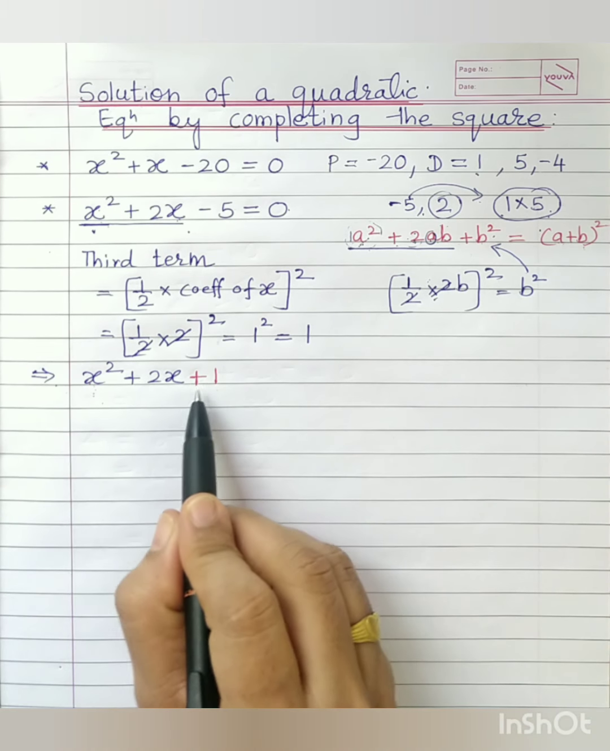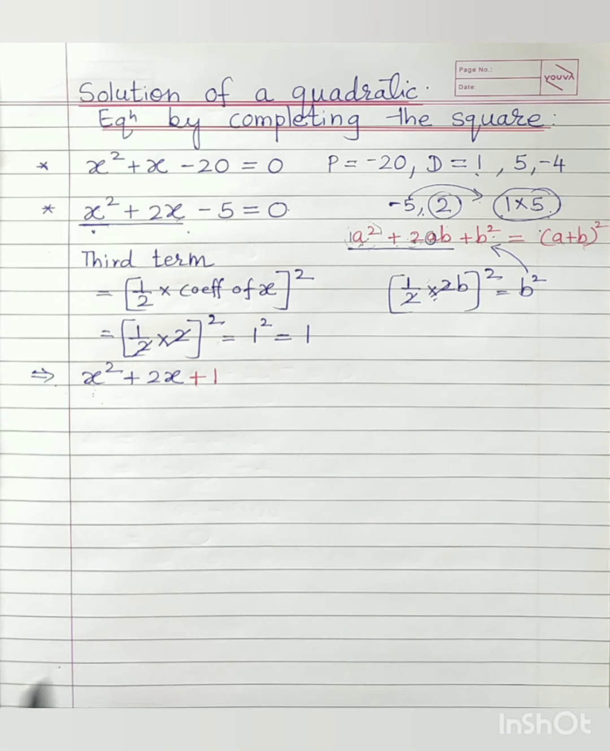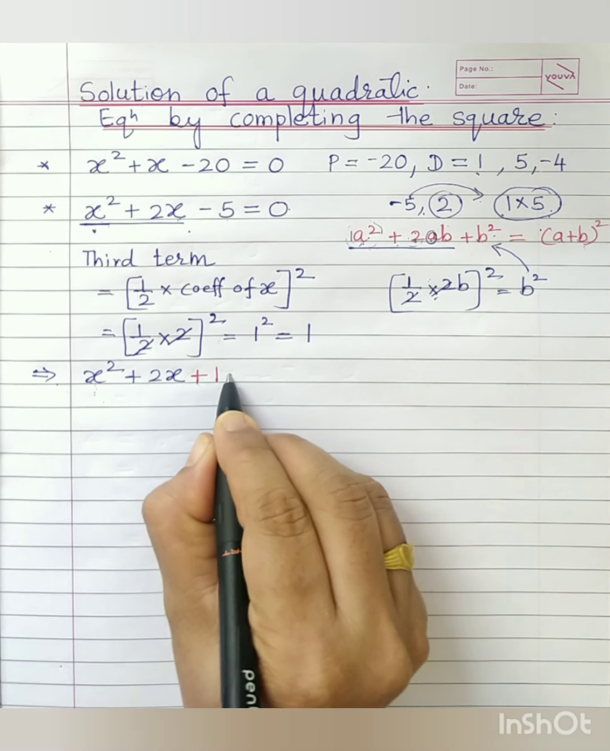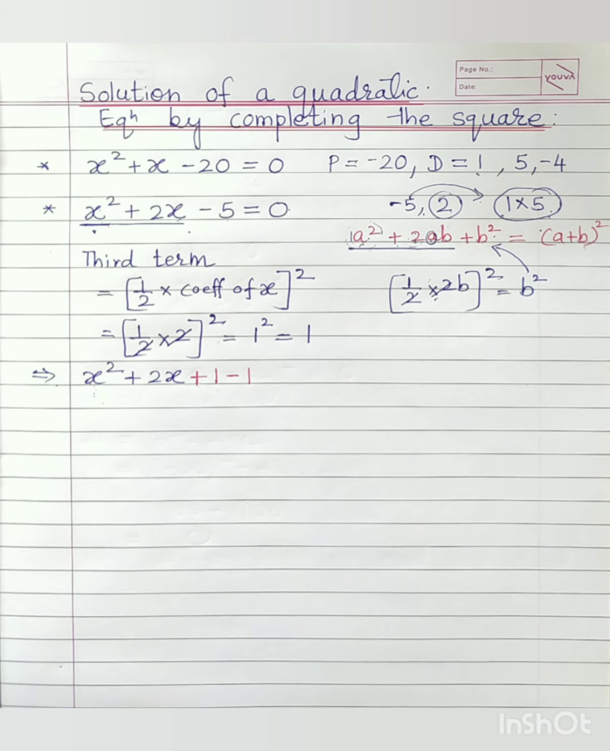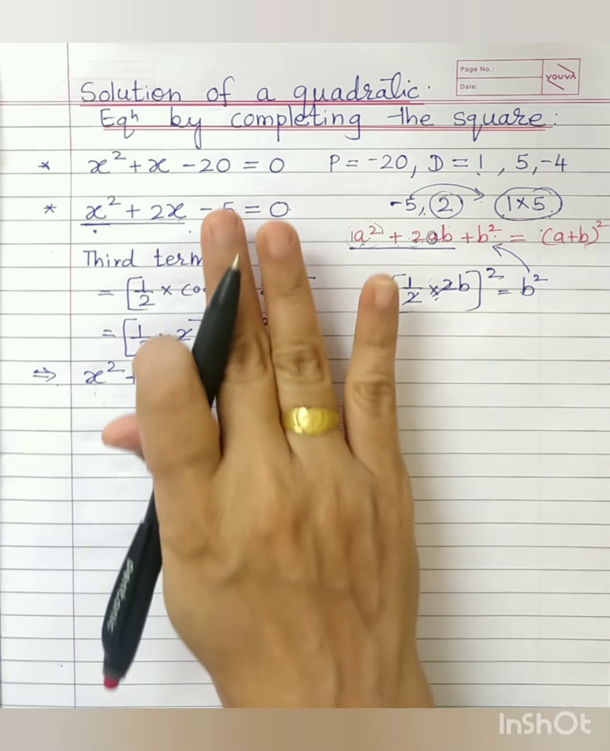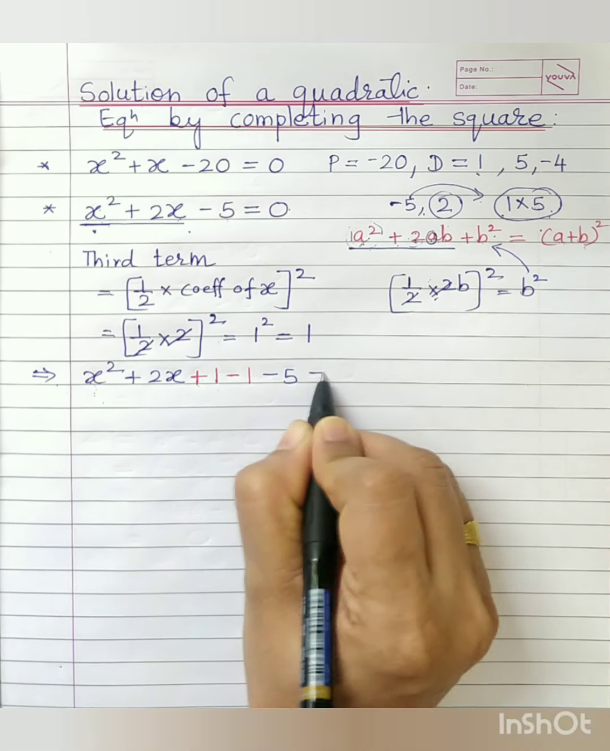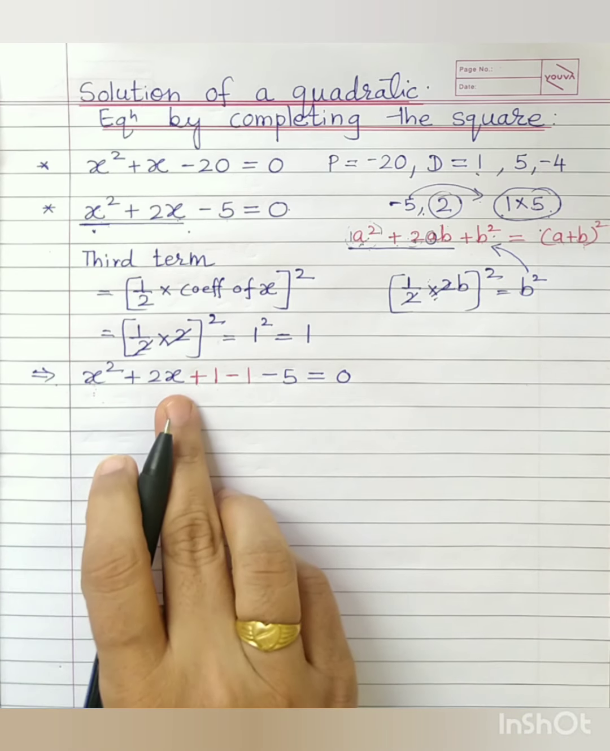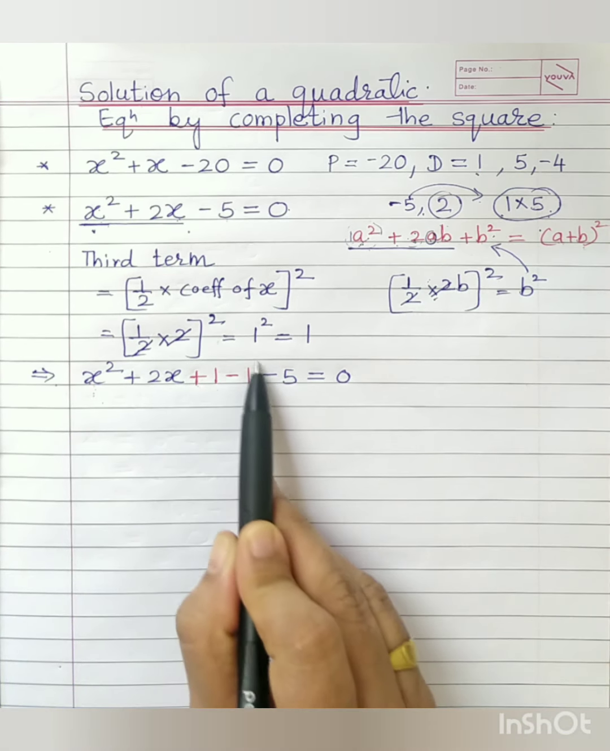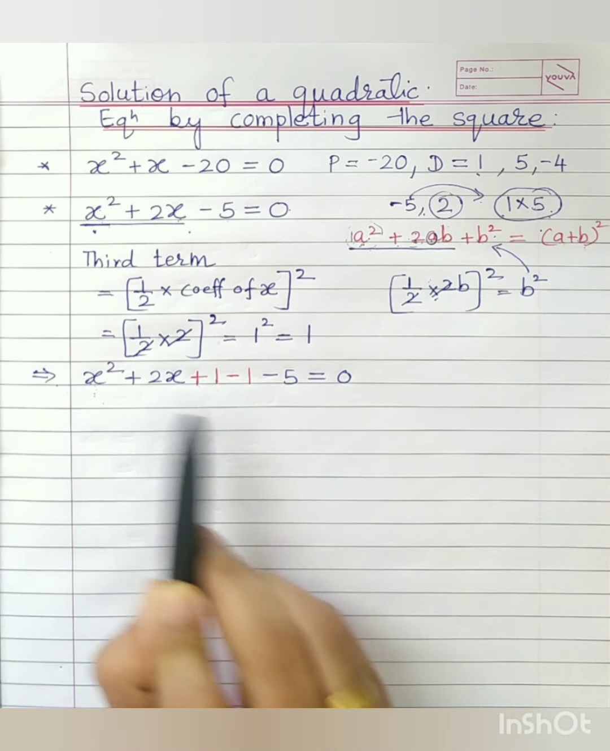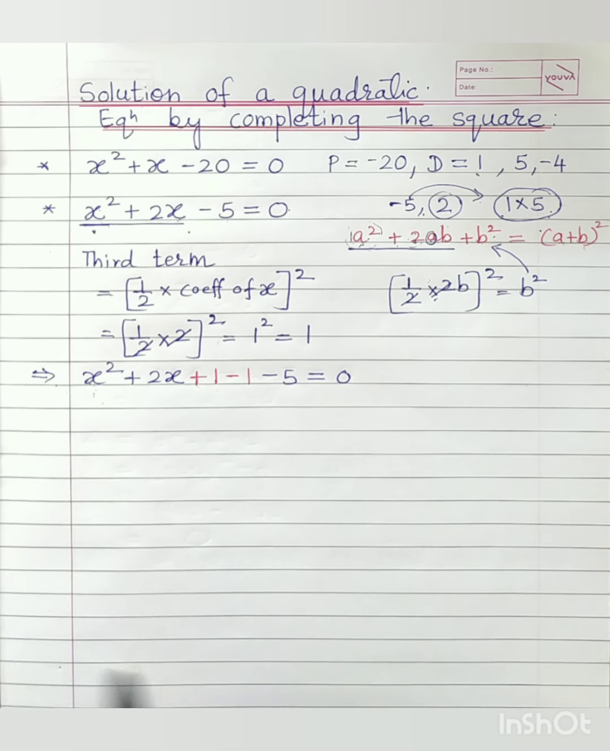Now since I have added plus 1 from my side, which is not given in this question, what do I need to do to balance this? I will also subtract 1. Did you get it? Have I changed the basic equation given there? No, it is still x square plus 2x minus 5 is equal to 0, because plus 1 minus 1 will ultimately be 0 only. So we have not changed the equation. From where 1 is got, why it is got, that is known to you.